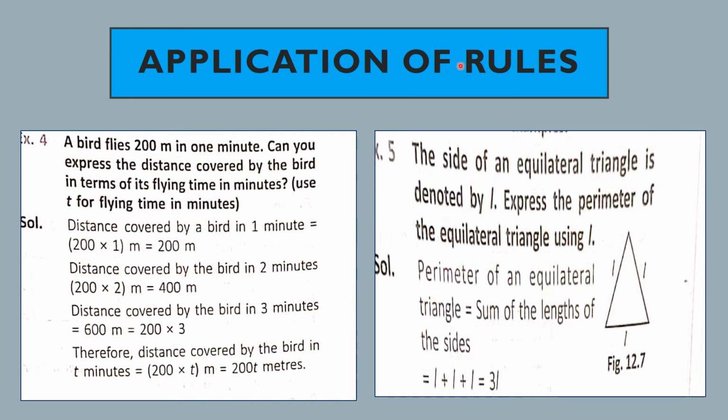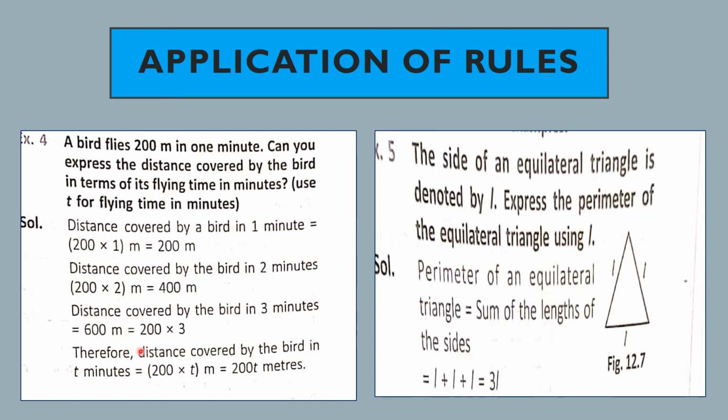Now you can see the application of these rules here. A bird flies 200 meters in 1 minute. Can you express the distance covered by the bird in terms of flying time in minutes? So you have to just write an expression for this statement. The distance covered by the bird in 1 minute is 200 meters. The distance covered in 2 minutes will be 200 × 2, 400 meters. The distance covered in 3 minutes will be 200 × 3, that is 600 meters, right?